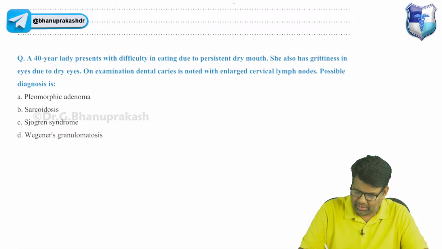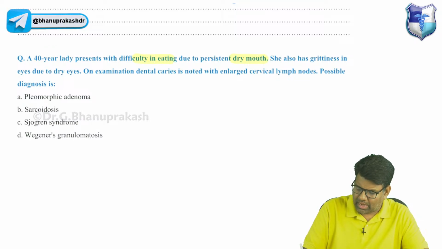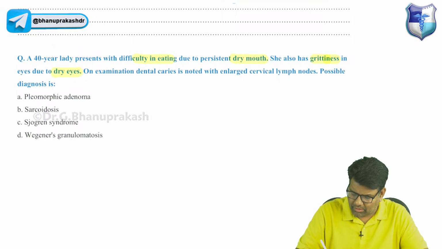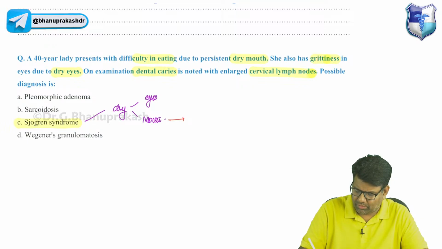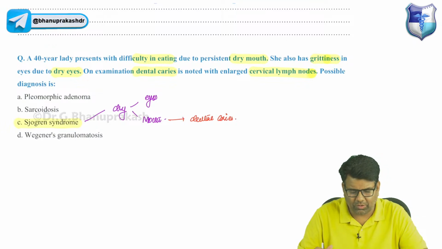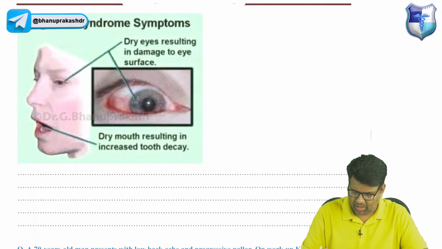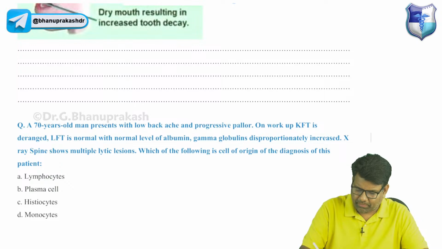A lady has difficulty in eating because of dry mouth, and she has grittiness in the eyes due to dry eyes. There is dental caries. Very easy to answer. So this is Sjogren's syndrome, and whenever you find the word dry, like dry eyes, dry mouth, this dry mouth will promote dental caries. This is the usual presentation. Please remember.